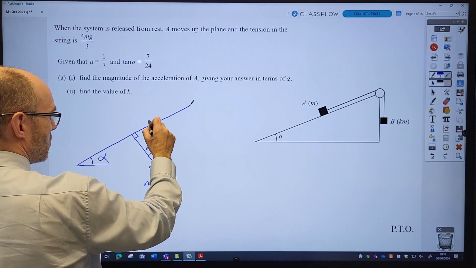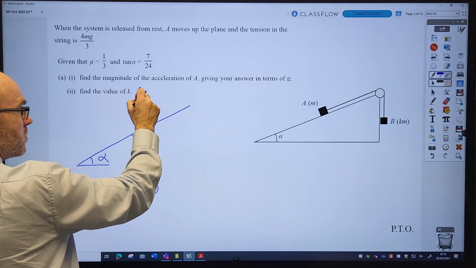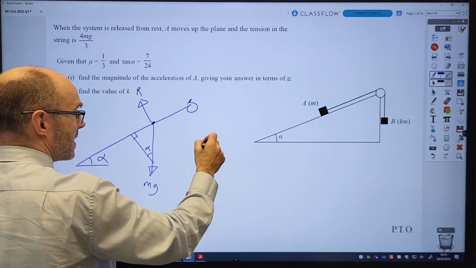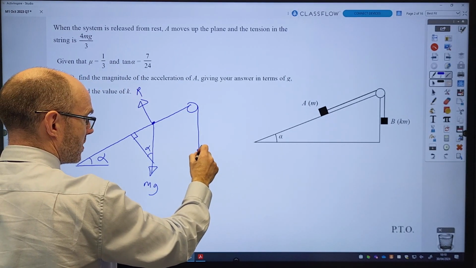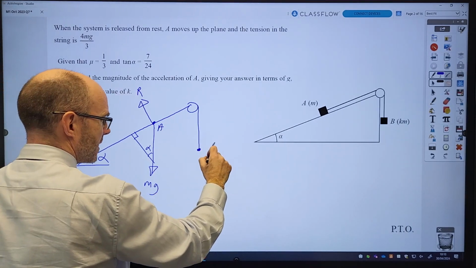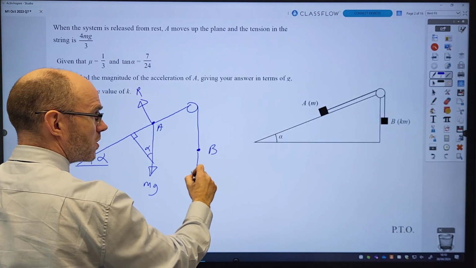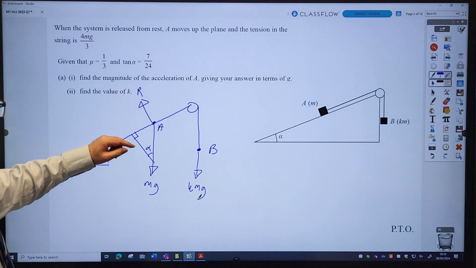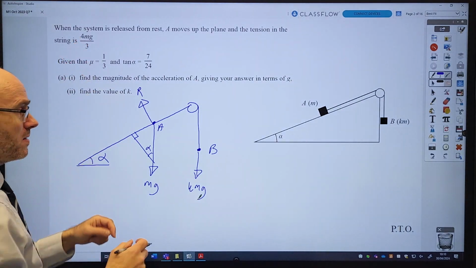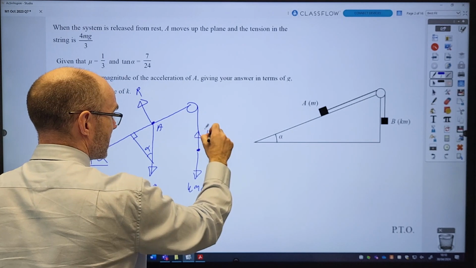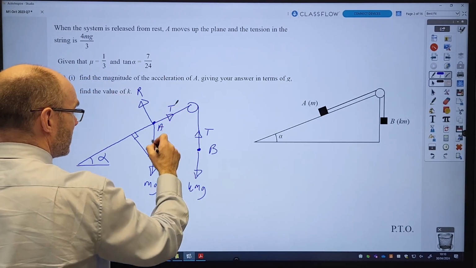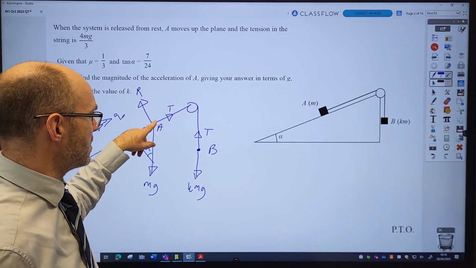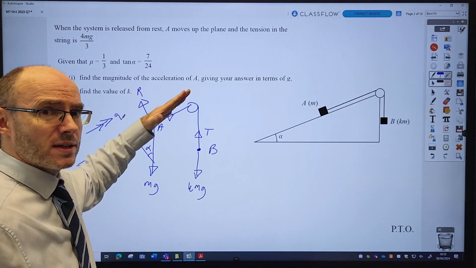The plane keeps going that way, and because there's friction involved, there will be a normal reaction, so that's that way. And then I do my smooth pulley like this, and then there's the string, and particle B. It's labelled A, labelled B, and there'll be a weight on B, which is going to be kmg. There's tension. We're told what it is, but in my diagram I'm just going to label it as tension like this. So T that way and T that way. A is moving this way, so I'll put acceleration that way. Because it's moving that way, the tension is that way as well, because it's pulling the thing up the slope.